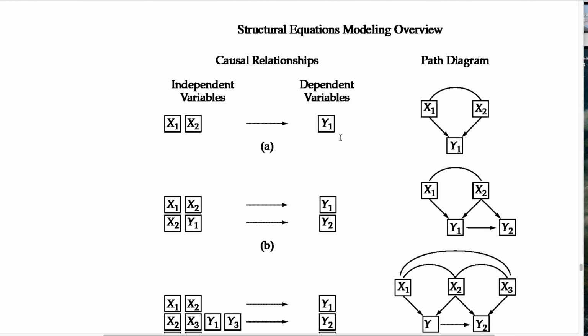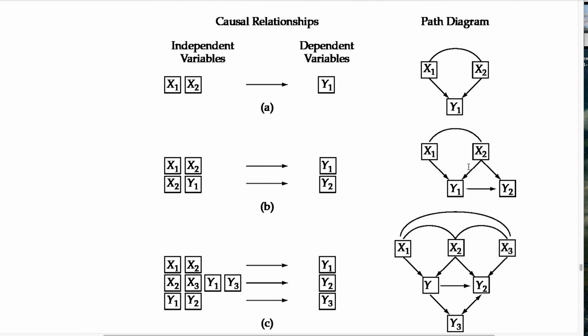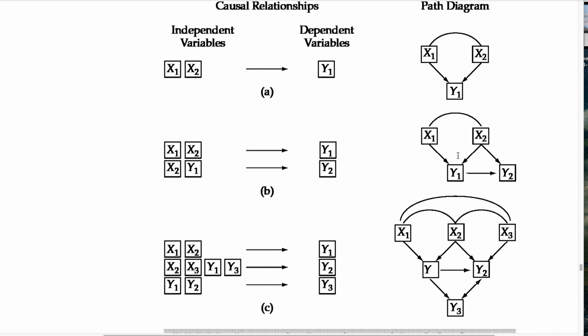In structural equation modeling, here is a causal relationship where the dependent variable depends on the independent variables x1 and x2. So if we see in the picture, these two variables x1 and x2 are impacting y1, which is a dependent variable. In this example b, x1 and x2 impact y1 and y2. So here we have two dependent variables and two independent variables.